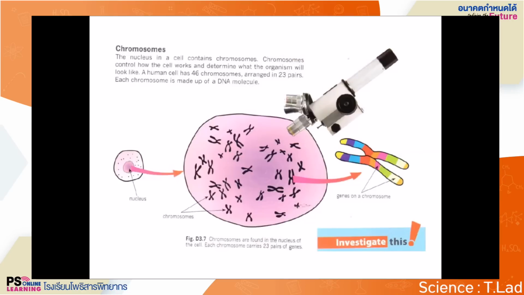Each chromosome is made up of a DNA molecule. So what does DNA stand for? DNA stands for deoxyribonucleic acid.